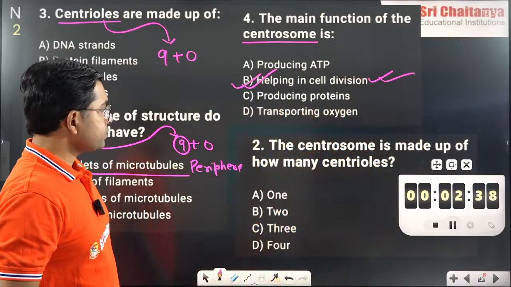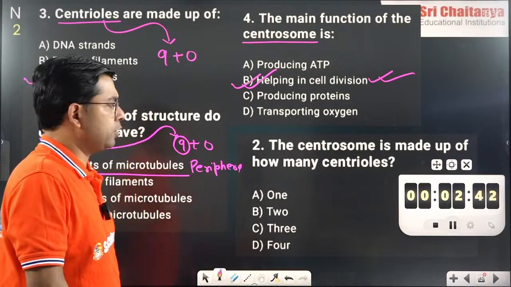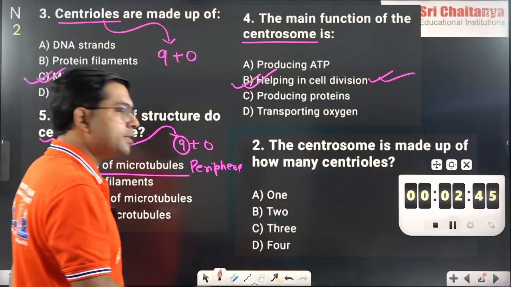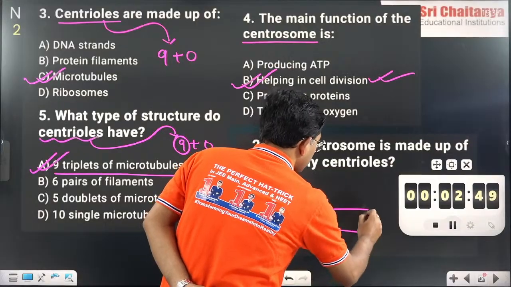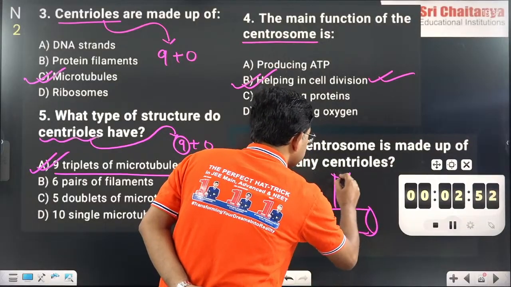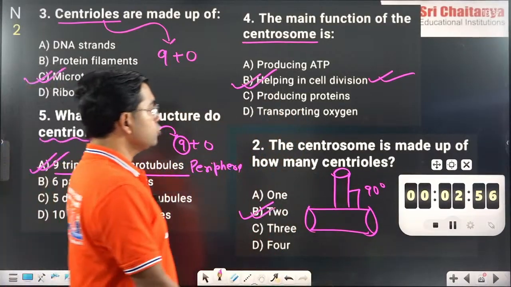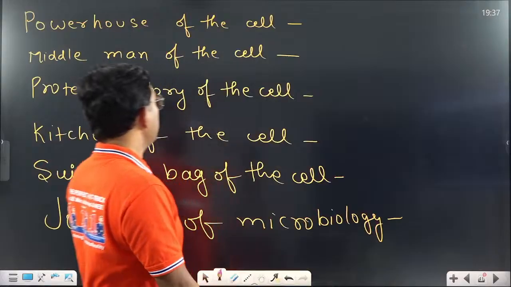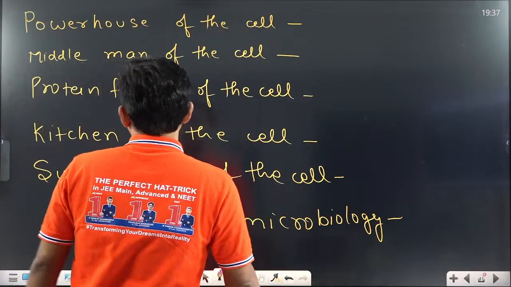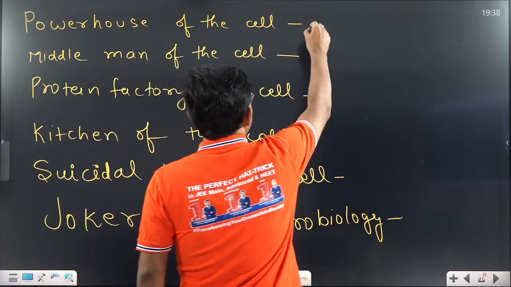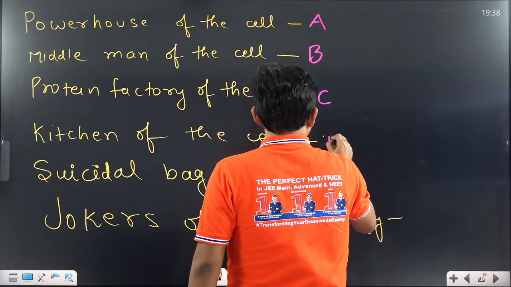Then next one. The centrosome is made up of how many centriole? Again, very simple question. Centrosome is made up of 2 centriole and they are perpendicular to each other. Very good. So now let's move ahead. Now this is another question. Now here all of you have to answer it. This is review of what we have studied till now.